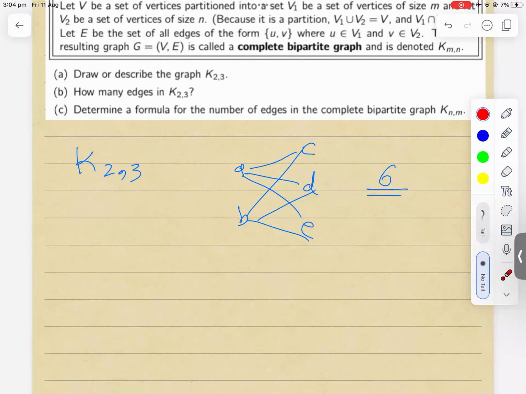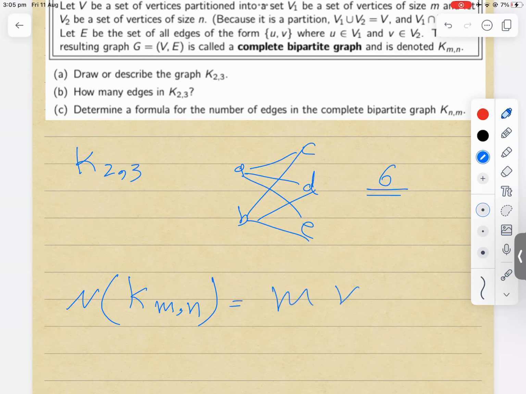All right. And I believe that you can tell me right now, what is the number of the edges of this one? How many edges do I have here? MN. Any other idea? MN. K2,3: 2 times 3 is 6. K M,N is also M times N.